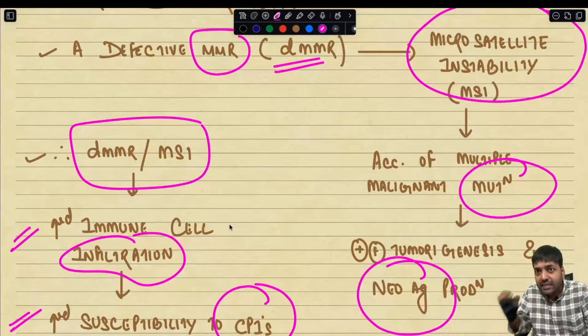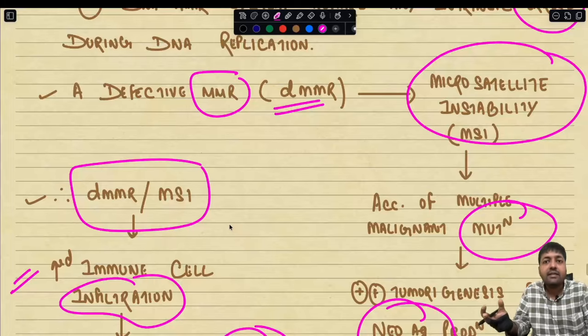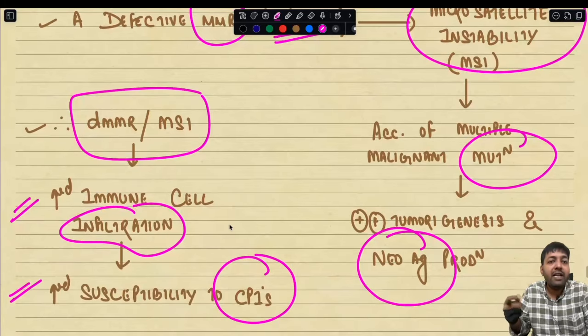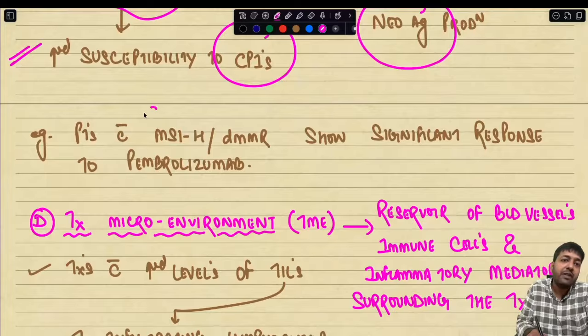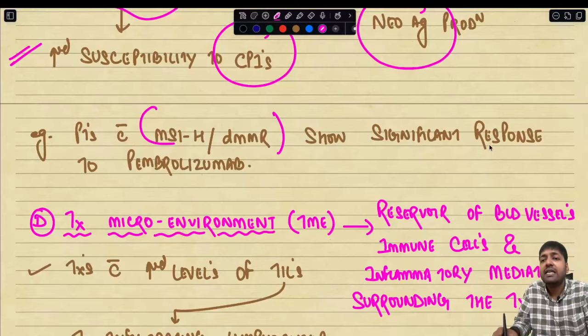So those tumors showing increased MSI or increased dMMR will have increased immune cell infiltration and increased susceptibility to checkpoint inhibitor therapy. Example, patients with MSI-H or dMMR show significant response to pembrolizumab.